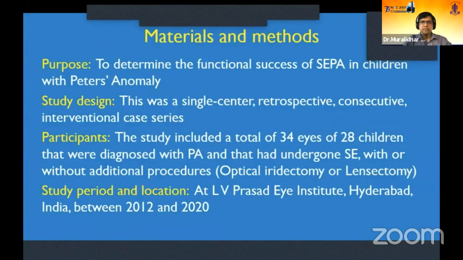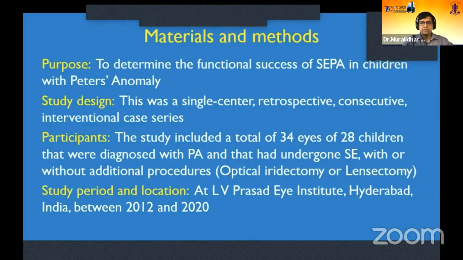Our intent was to determine the functional success of SEPA in children with Peters anomaly. This was a single-center retrospective consecutive interventional case series. The study included 34 eyes of 28 children with visually significant Peters anomaly that had undergone selective endothelial removal with or without an additional procedure.